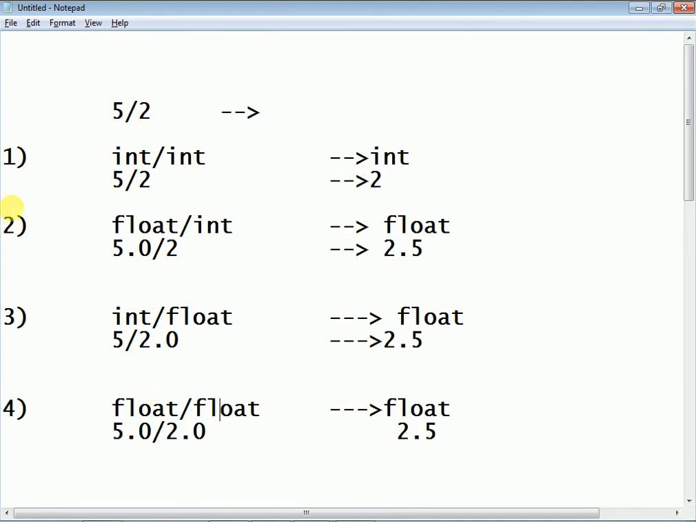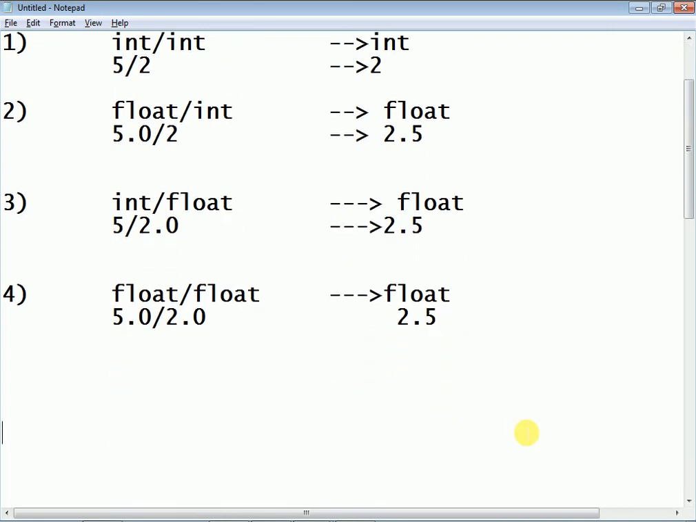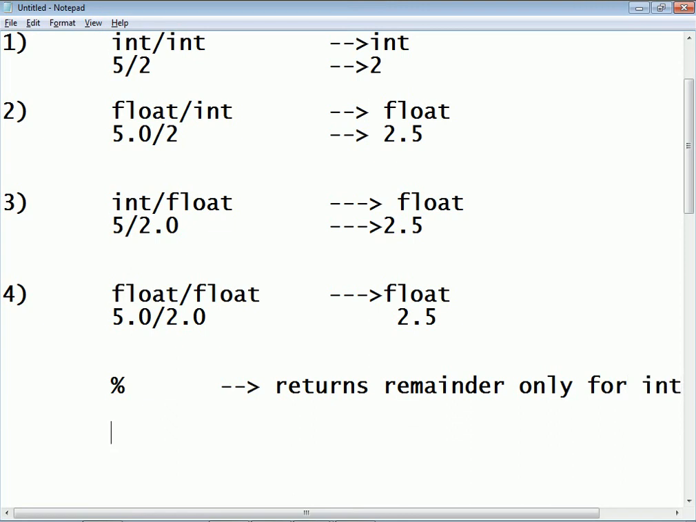This is the division operator. Same way, we have another operator, modulus. Modulus returns the remainder. As already discussed, it returns the remainder only for integers, not for other data types. Example, if I give 5.0 percent 2, what is the remainder?